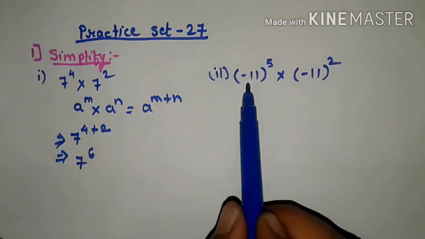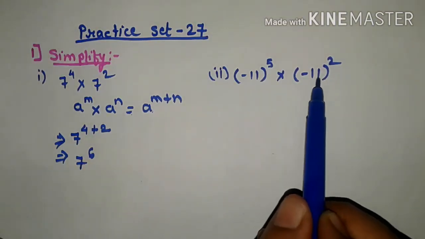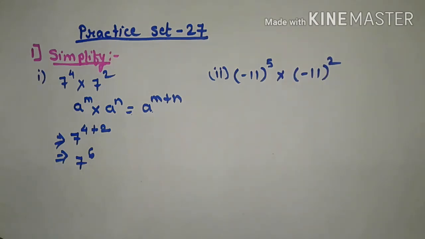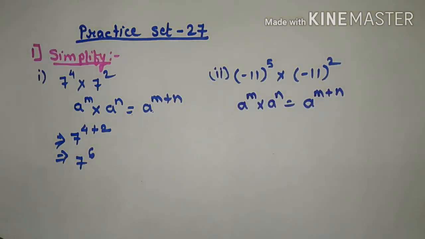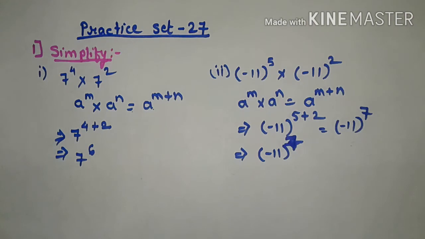Now second, minus 11 raised to 5 multiplied by minus 11 raised to 2. So here we will use the law of indices, that is a raised to m multiplied by a raised to n is equal to a raised to m plus n. Here the base is minus 11. Indices are different, that is 5 and 2. Minus 11 raised to 5 plus 2, minus 11 raised to 7. Minus 11 raised to 7 is the answer.